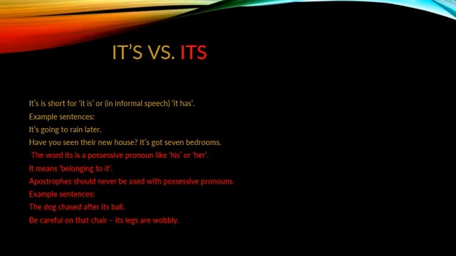As opposed to this, there is the possessive pronoun its, which works the same way as his or her. It means belonging to it. An apostrophe should never be used with a possessive pronoun. Remember that always. And here are a few example sentences to show you how its is used. The dog chased after its ball, meaning the dog chased after a ball that belongs to it. Be careful of that chair. Its legs are wobbly. The chair's legs are wobbly. That is indicated by using its legs are wobbly.